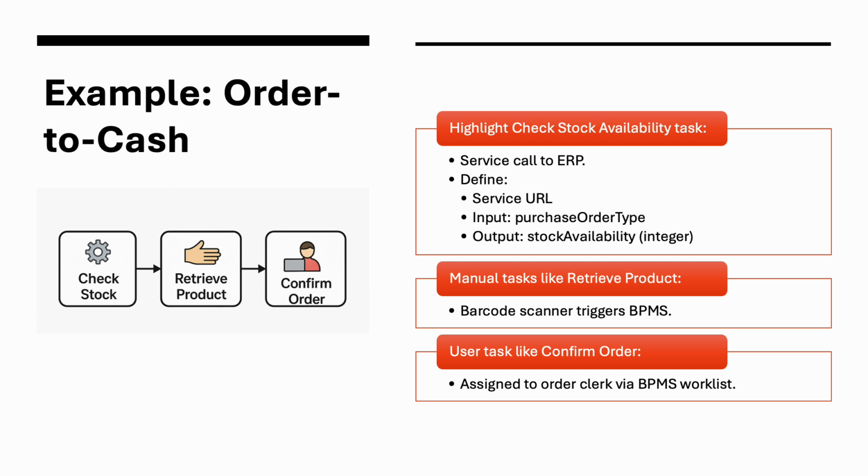In this process, the system automatically checks stock availability by calling the ERP system, an example of an automated task. Then, a warehouse worker physically retrieves the product, a manual task that's either confirmed via a scanner or marked as complete in the BPMS. Finally, an order clerk confirms the order using the BPMS interface. This is a user task.